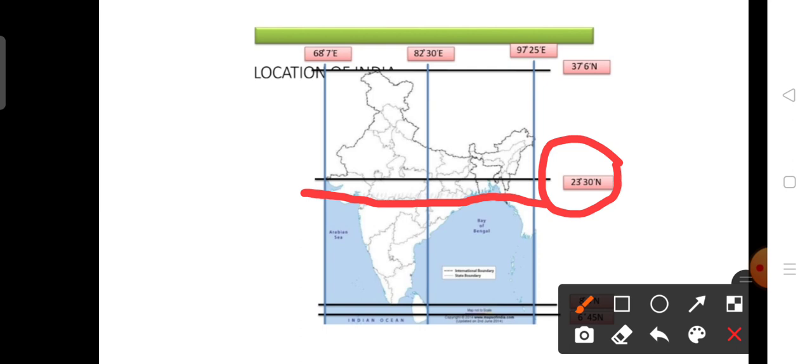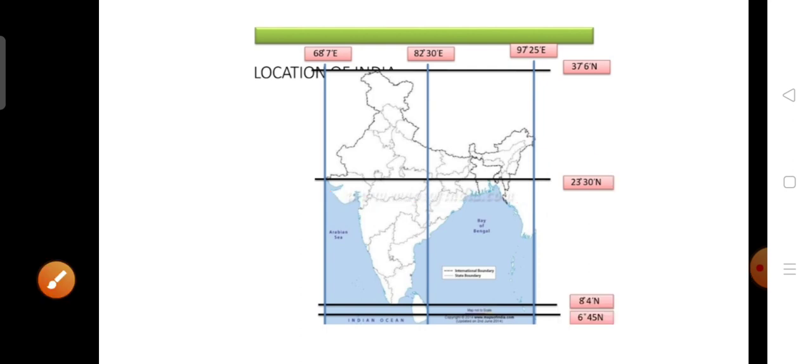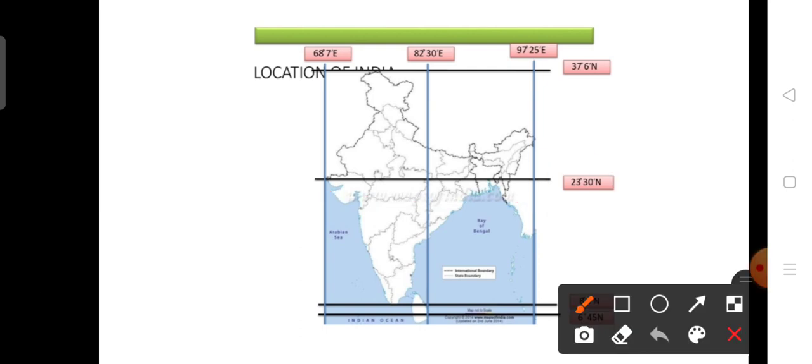There is one more longitude which is most important for the country and it helps in calculating the time, a standard time which is followed by the whole country. That is selected as the standard meridian of India, and that is this one, 82 degree 30 minutes east, and the line which is shown here is known as the standard meridian of India.